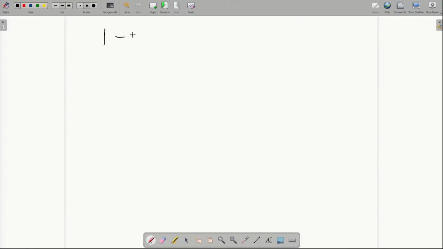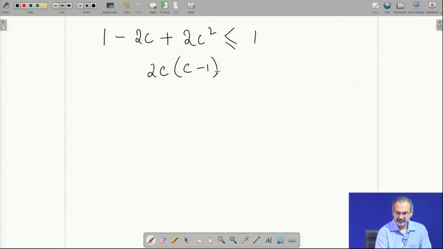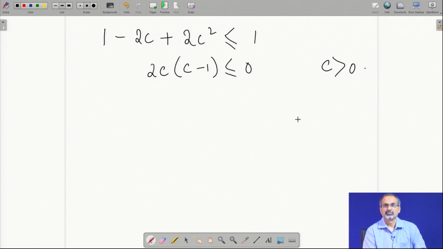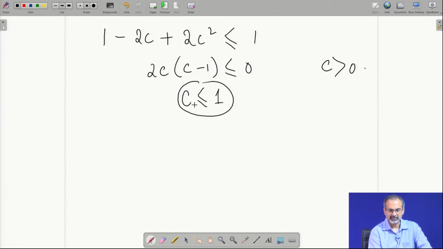So, taking the first condition, that is when 1 minus 2c plus 2c square is less than or equal to 1, we can just rewrite this inequality like this, and then we know that c is greater than 0. Additionally, c has to be less than or equal to 1 in order to satisfy this inequality. So, c greater than 0 and less than or equal to 1 will satisfy this inequality.